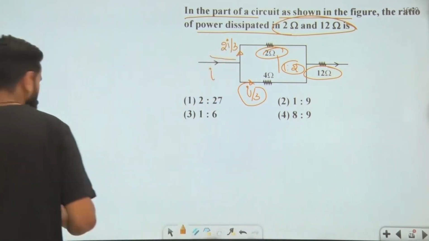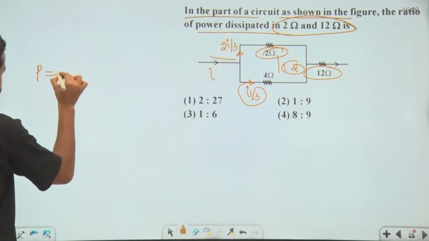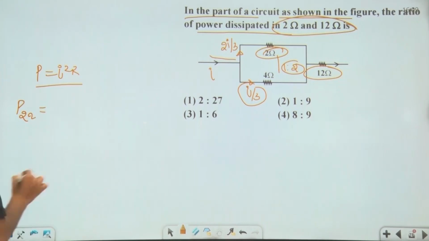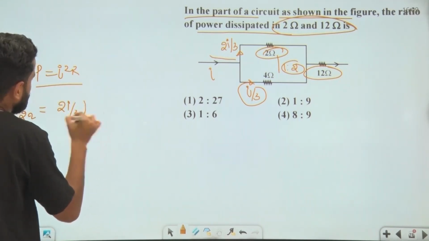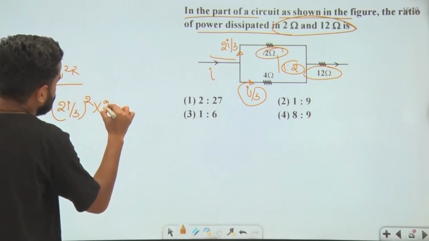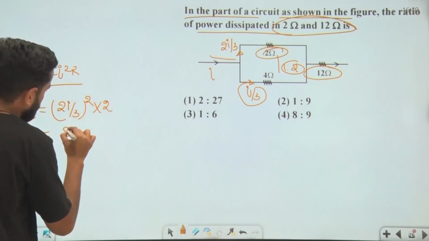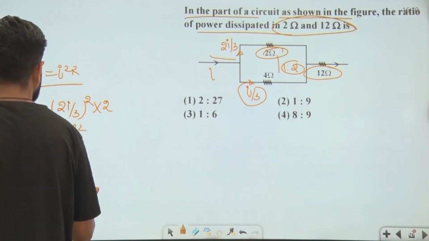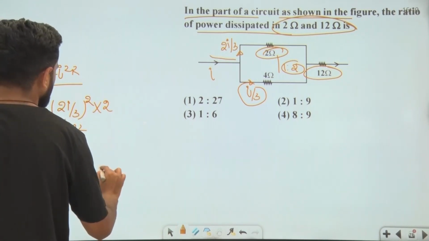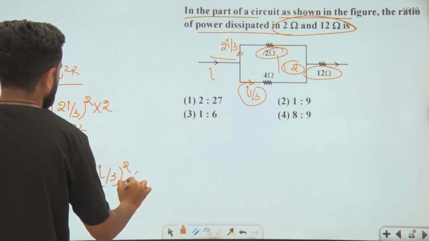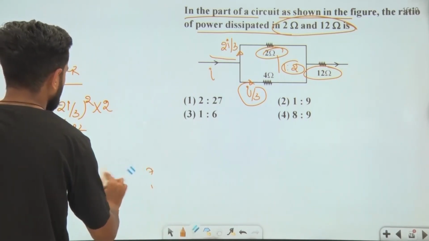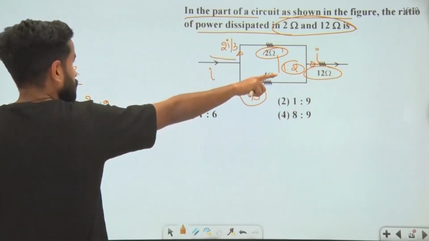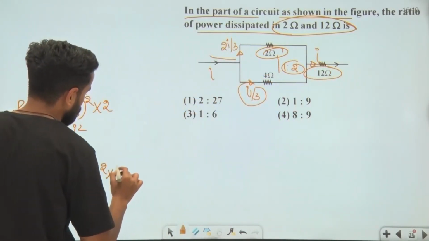The next is power dissipated, which is given as I square R. So the power dissipated by the 2 ohm resistor will be (2I/3) square into 2. This gives us 8I square by 9. And the power dissipated by the 12 ohm resistor: the total current I will flow through the 12 ohm resistor, so this will be I square into 12.